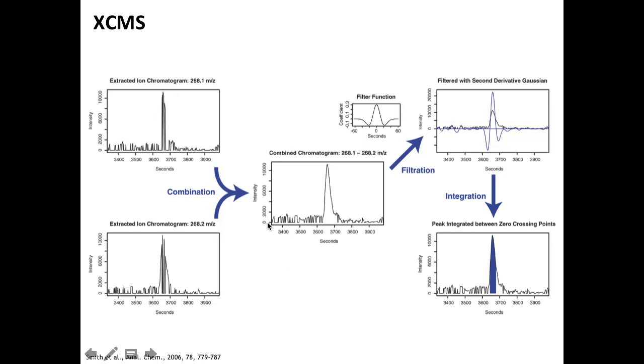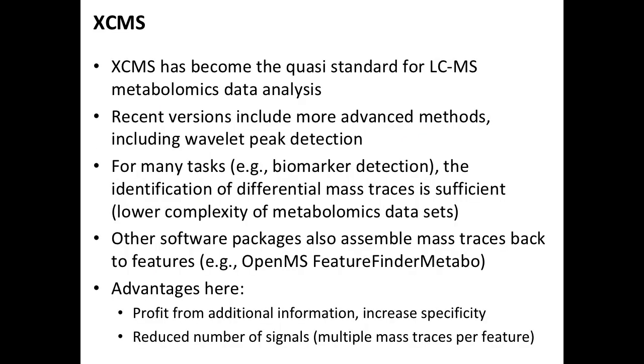And then you can do peak detection, which is done with wavelet techniques, for example. And then you figure out that, yes, indeed, here there is a peak. So they're basically detecting chromatographic peaks in these bin spectra. It's basically extracted ion chromatograms that they look at. XCMS has become sort of the quasi-standard for LC-MS metabolomics data analysis, and in recent releases that has been improved in many ways, also adding Camera to assemble features.